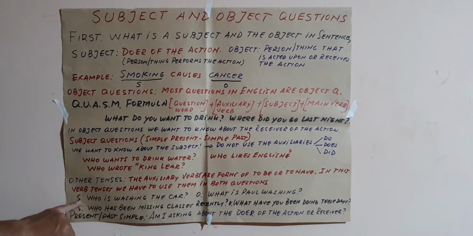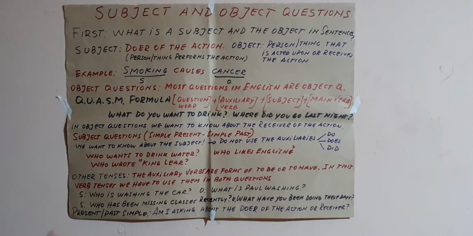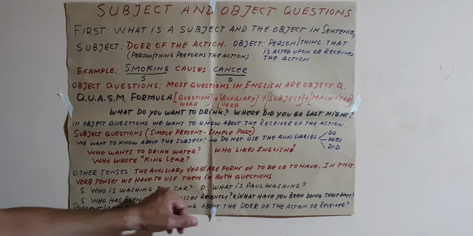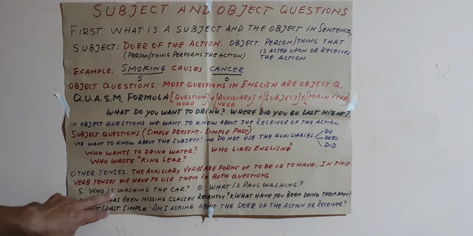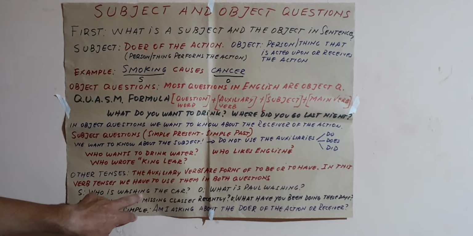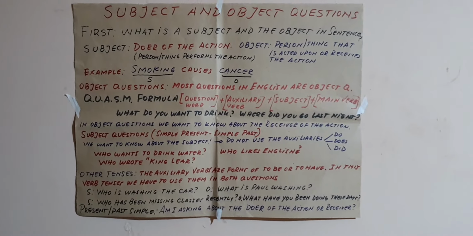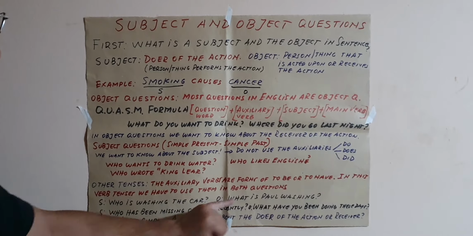For example, look at this subject question. Who is washing the car? So Peter is, but the structure is as an interrogative. Why? Because we have the auxiliary. In this case, the verb tense present continuous has an auxiliary. Or who has been missing classes recently? Or what is Paul washing? That would be an object question.